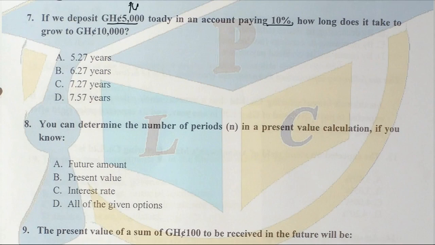They are asking us how long does it take to grow to 10,000. So the 10,000 becomes what? The future value of this investment. So in this case, you apply our formula. Our future value is going to be the present value multiplied by the future value factor, which is 1 plus the interest divided by the compounding period, and all raised to the power of the compounding period multiplied by the time. Is that okay?